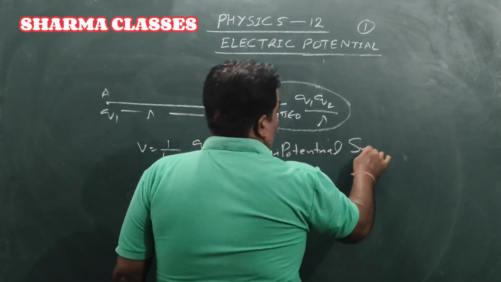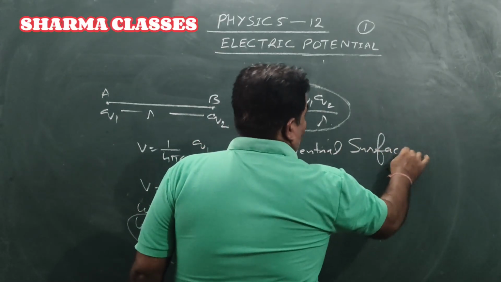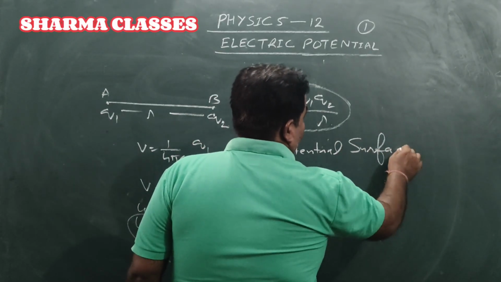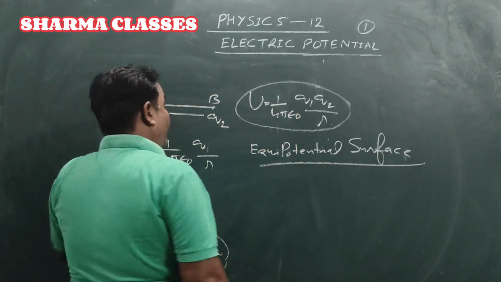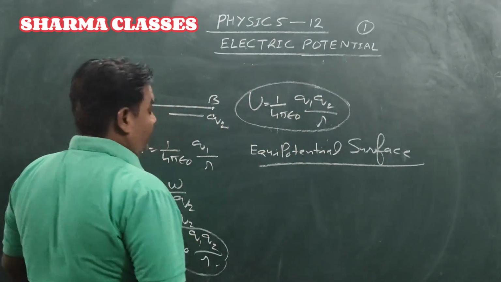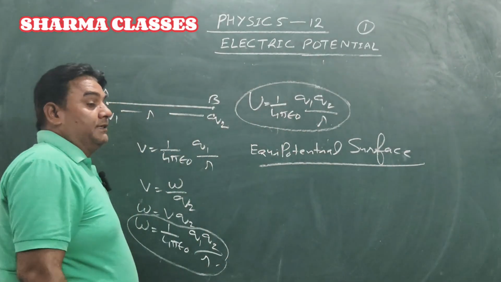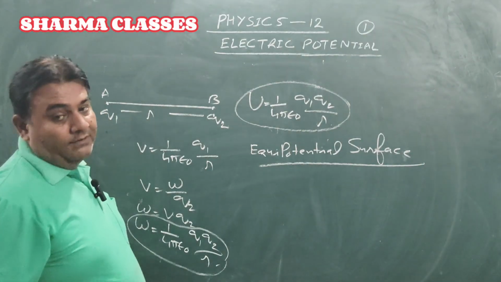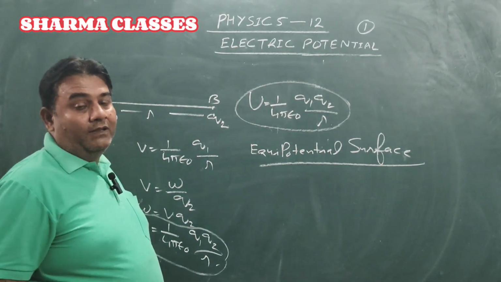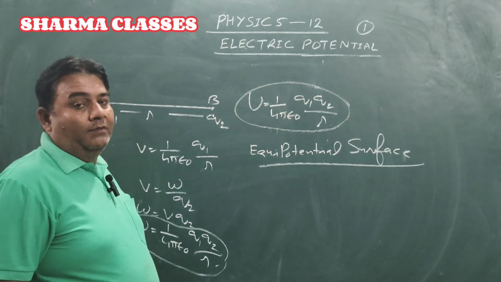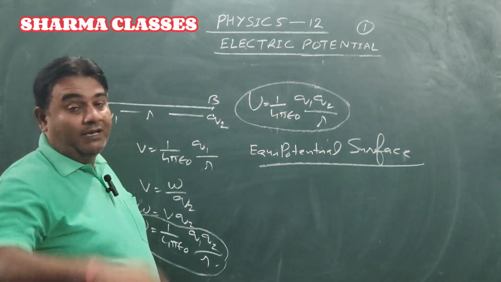What is an equipotential surface? When we draw a surface in the electric field in such a way that the potential at all points on the surface is the same, that is called an equipotential surface.